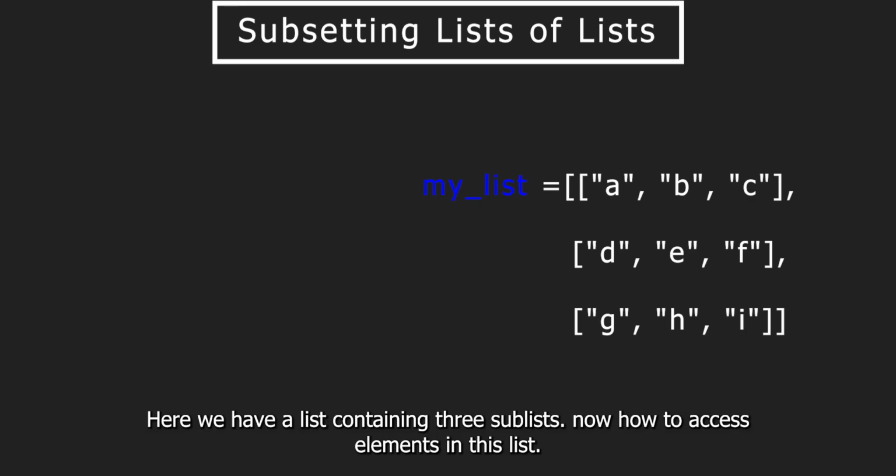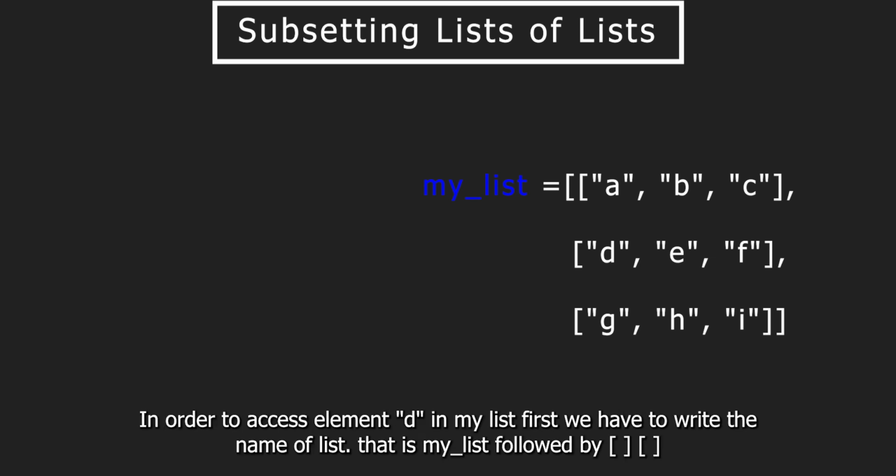Here we have a list containing 3 sublists. Now how do we access elements in this list? In order to access element D in my list, first we have to write the name of the list, that is my list, followed by double square brackets.